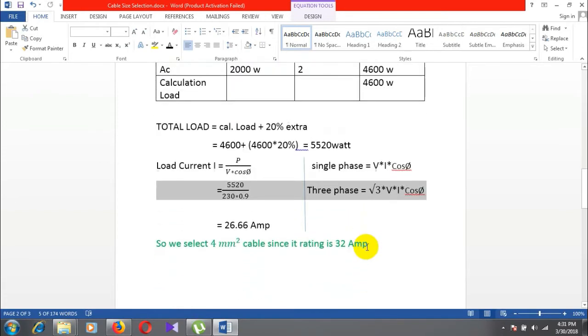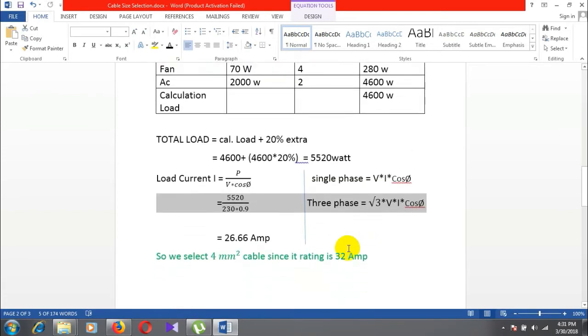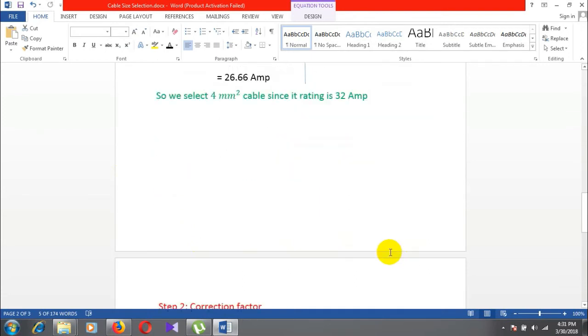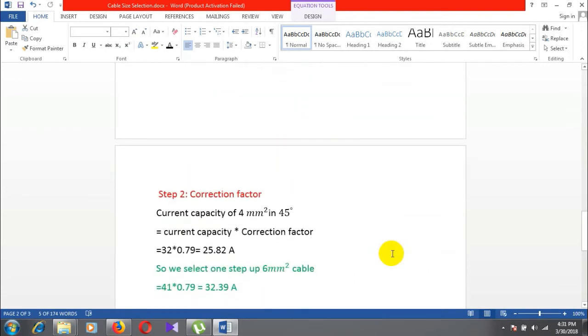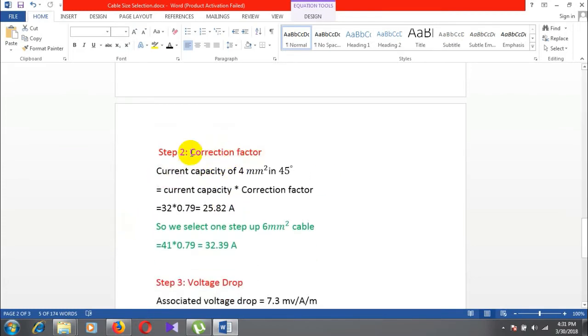If we select a normal temperature like 30 or 35, and the cable length is 10 to 15 meter, then our calculation is finished. But if the temperature is very high where we draw the cable, then we need to follow the second step, that is the correction factor step.